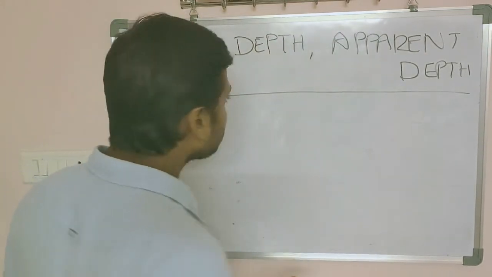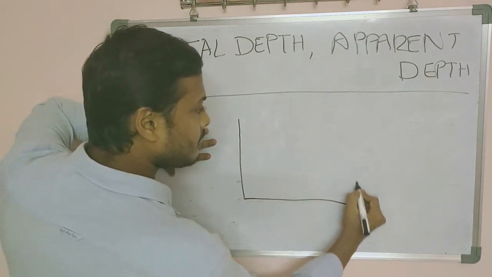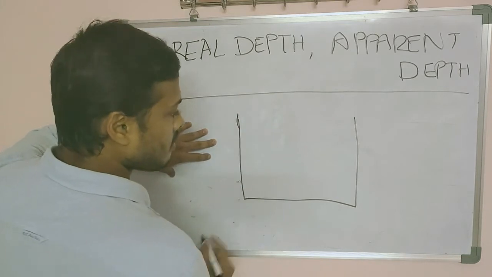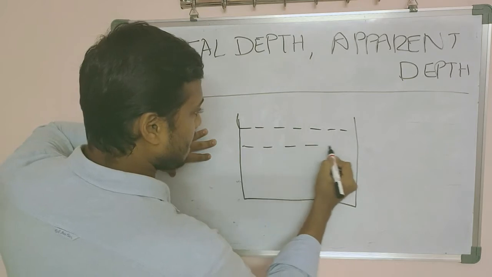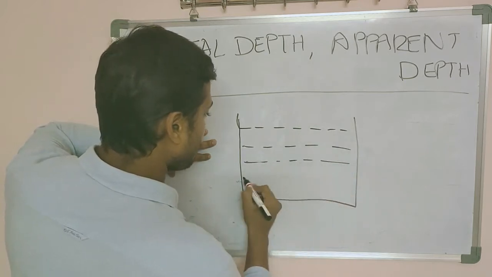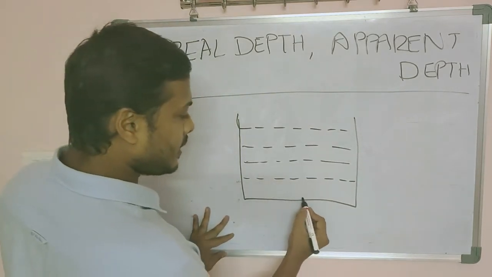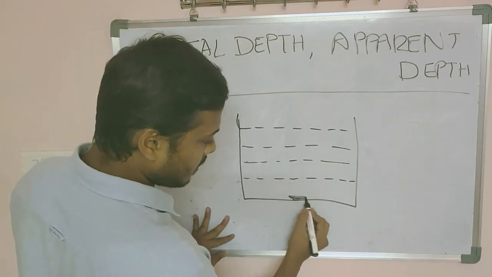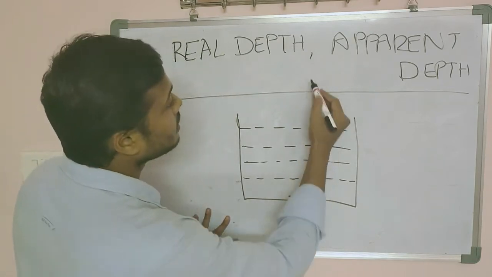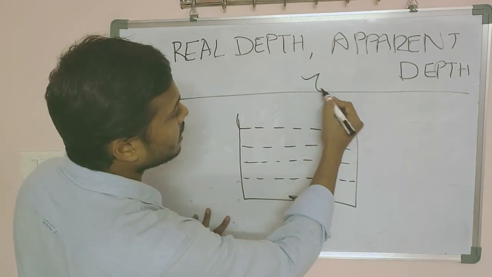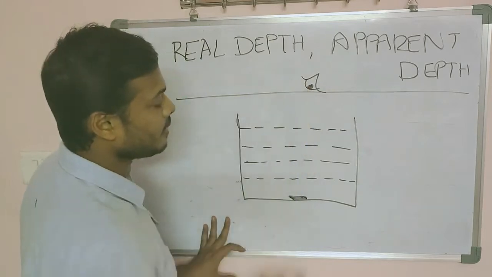Now, let us suppose there is a water tank and this is water. And a coin is sunk in the water tank. This is the coin. And now you are looking at this coin from somewhere here.